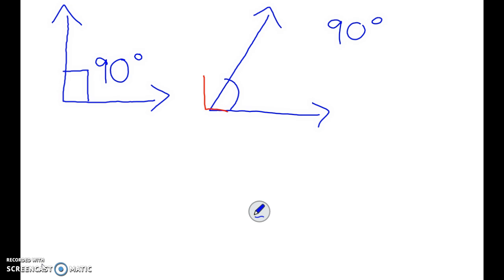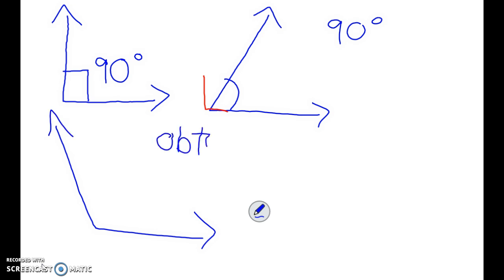And if it is larger than a perfect corner, or a right angle, that makes it obtuse, which is greater than 90 degrees.